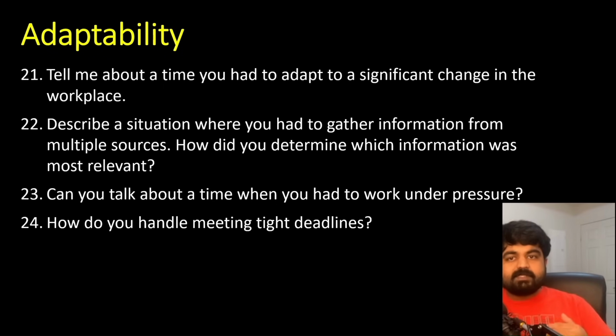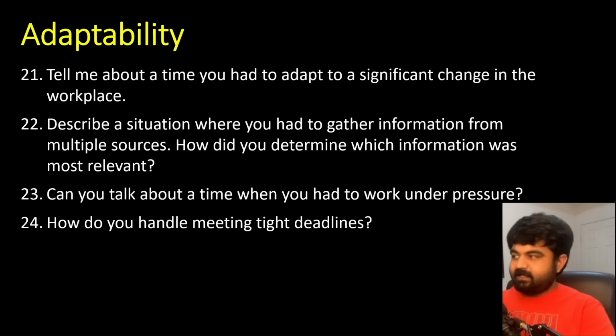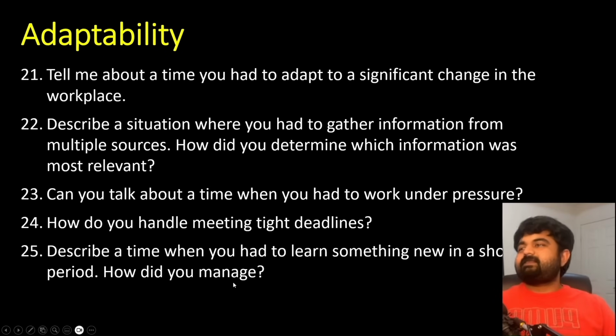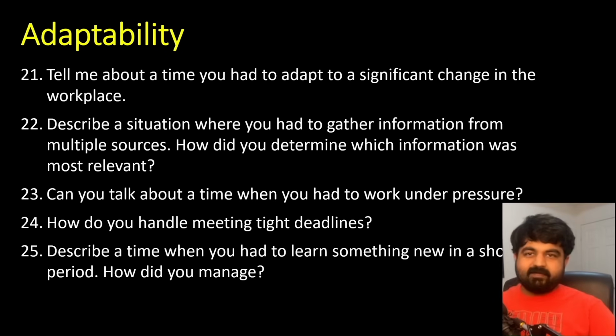If you continuously do that, I don't think you would be in a situation where out of the blue your project is now one month delayed in terms of deadlines. It would very rarely happen if you already have all of these things in place. So make sure to convey that. Okay. Next one is, describe a time when you had to learn something new in a short period. How did you manage? I mean, this is just a different version of a previous question we discussed.